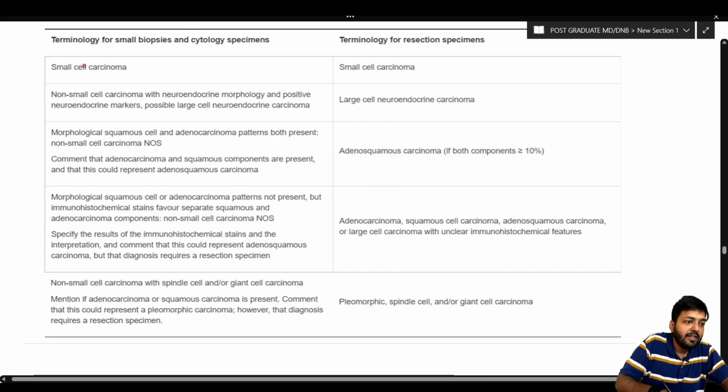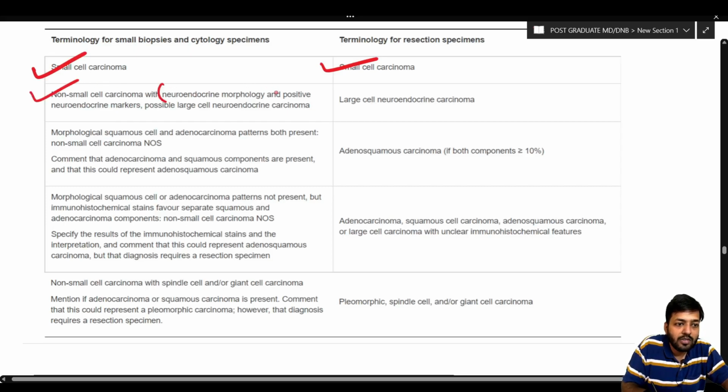Okay. Now for small cell carcinoma, again the same terminology is used on the biopsy as well as resection. Non-small cell carcinoma with neuroendocrine morphology and positive neuroendocrine markers: possible large cell neuroendocrine carcinoma. Okay, so this is what you will use in small biopsy, and on resection directly large cell neuroendocrine carcinoma.